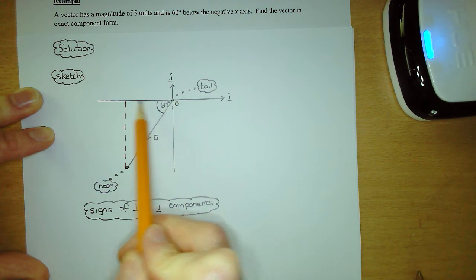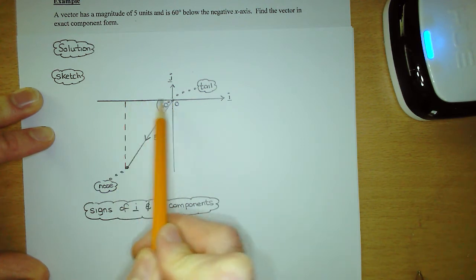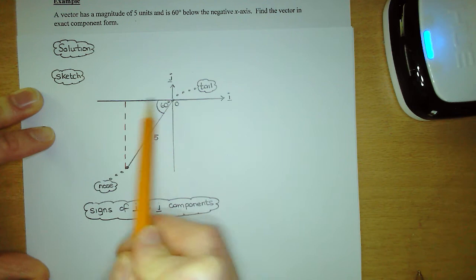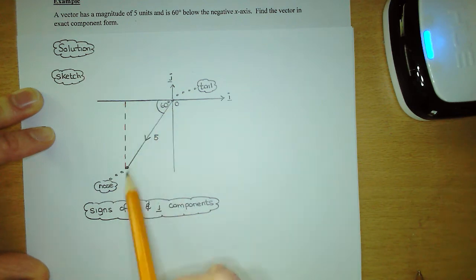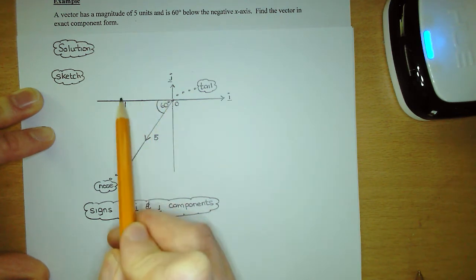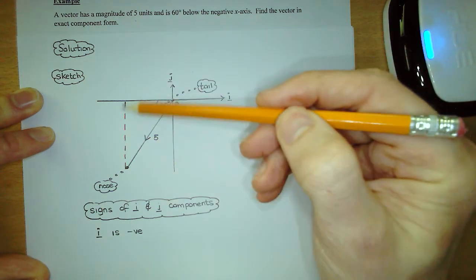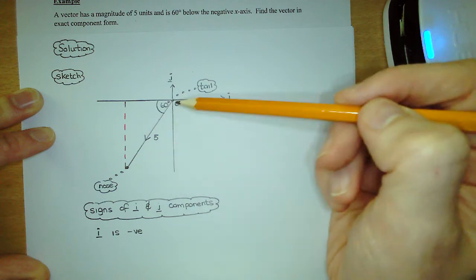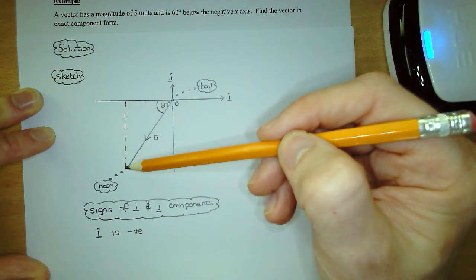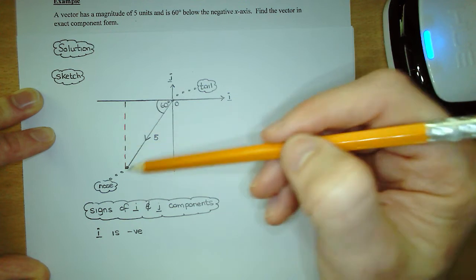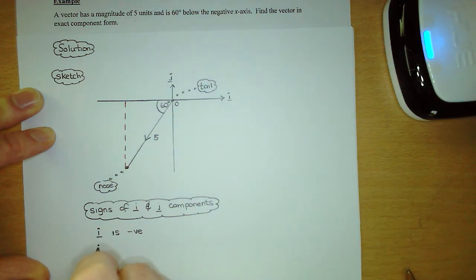So clearly the i component here is going to be negative, because we're moving to the left of the origin. So the horizontal bit between the nose and the tail is going to be a negative i component. And likewise, the j component, which is the vertical bit between the tail and the nose, is clearly a downward bit. So the j component is going to be negative as well. So we've now worked out the signs of the i and j components.